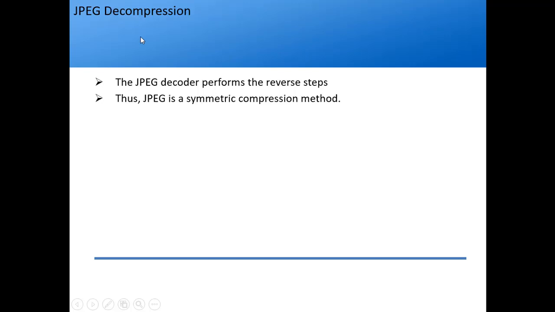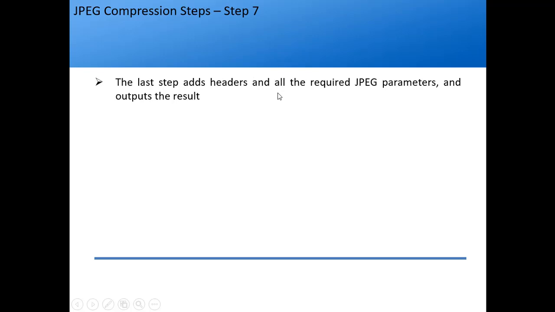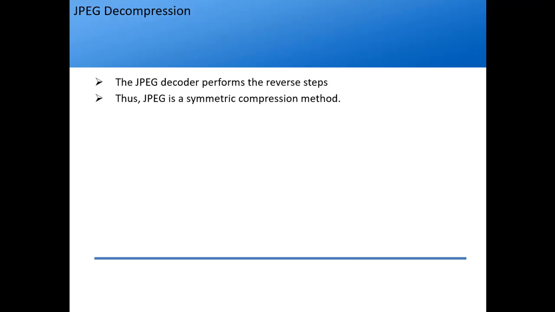Then once we are compressed, we decompress it. How do we decompress it? The JPEG decoder performs the exact reverse steps. So it goes from step 7 to step 1. Thus JPEG is a symmetric compression method. That is, it uses the same steps in reverse which are used for compression. That is what we mean by symmetric compression method.